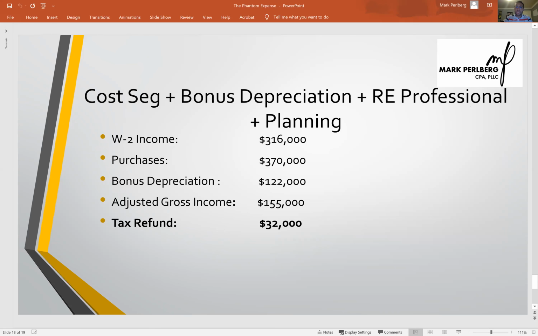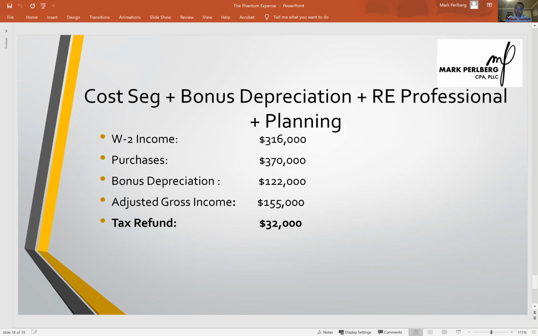Here's an example that is actually a real-life example of one of my clients. I simplified and rounded the numbers just so I can present it to you, but I did have an actual client who had $316,000 in wage income for him and his spouse. They purchased roughly $370,000 in real estate. We ran some cost segregation studies on 2 new properties, which resulted in a bonus depreciation of $122,000. We were able to deduct all of that against his rental income for the year.